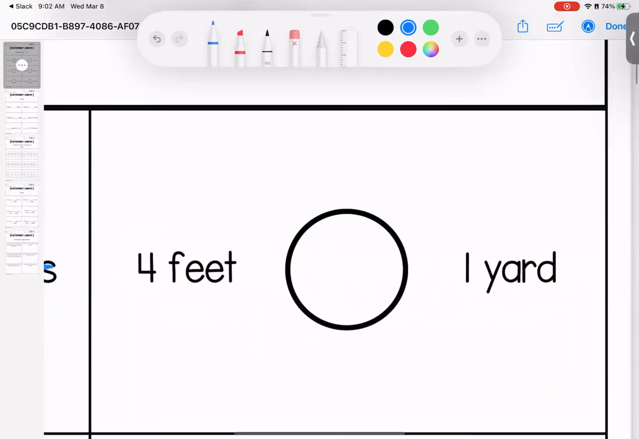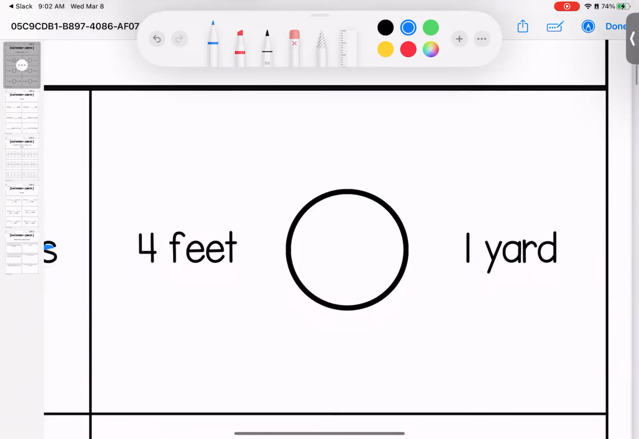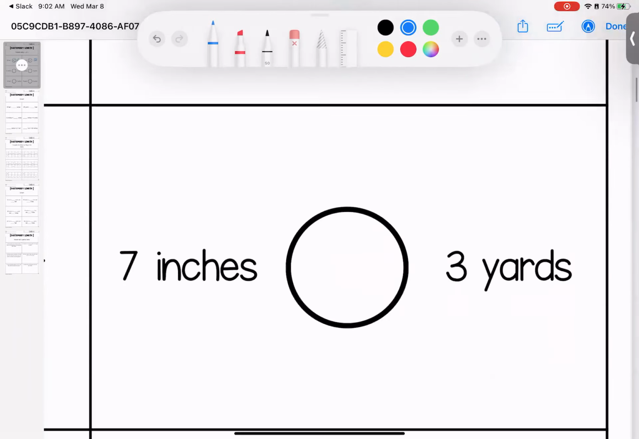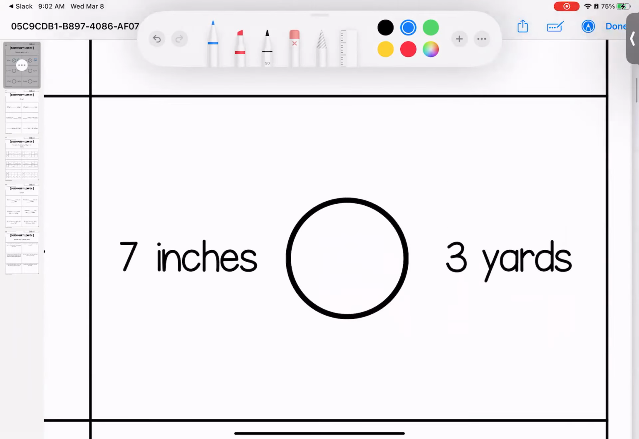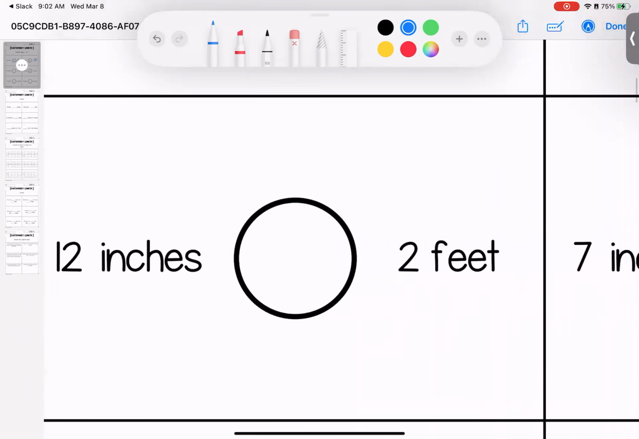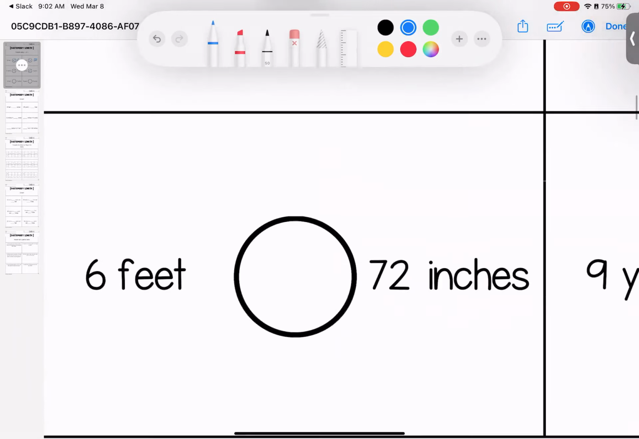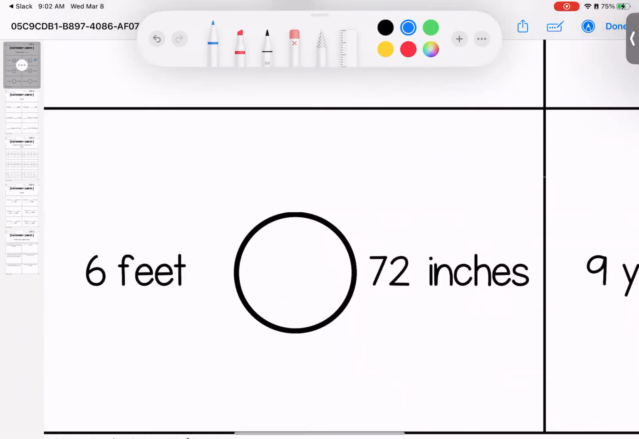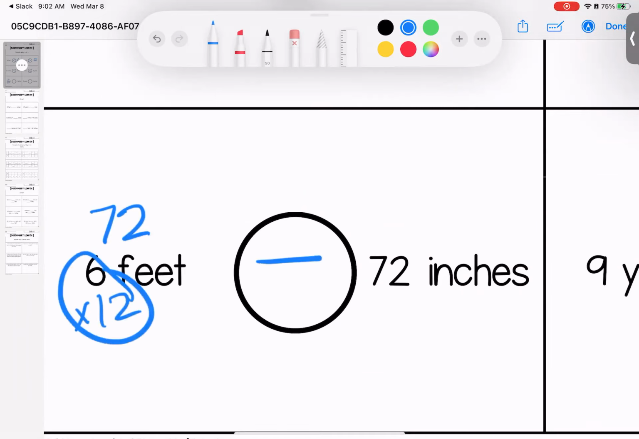15 feet is greater. There are 3 feet in 1 yard, so this would be 3 feet compared to 4 feet. 4 feet would be bigger. There are 12 inches in a foot, 3 feet in a yard, so our 3 yards is definitely bigger. There are 12 inches in a foot, so this would be 24 inches. 24 inches would be greater. There are 12 inches in a foot and 72 inches.